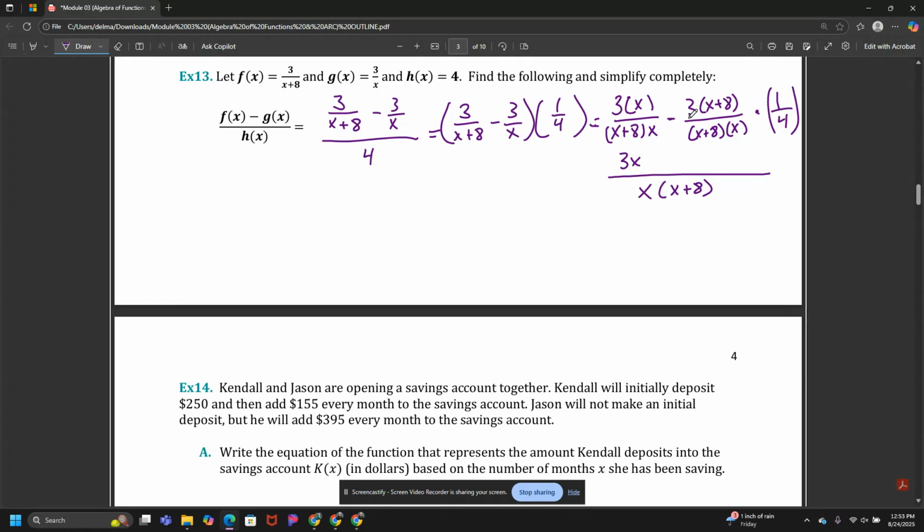And this is going to be negative 3x, and 3 times 8, negative 24. And then 1/4 right now is just along for the ride.